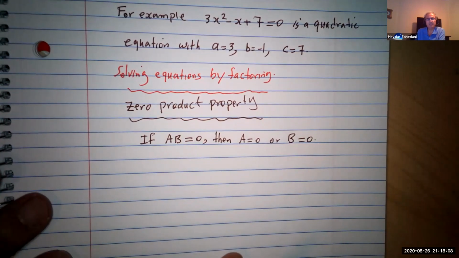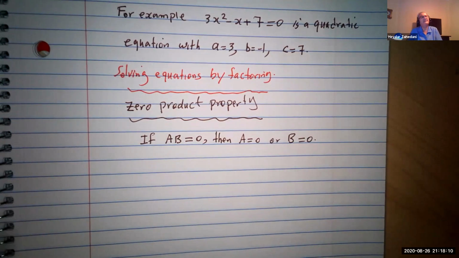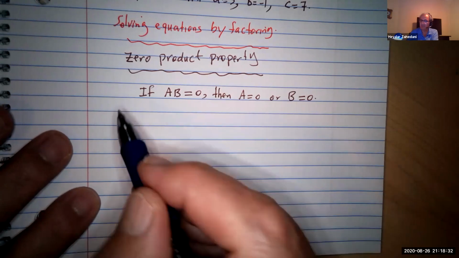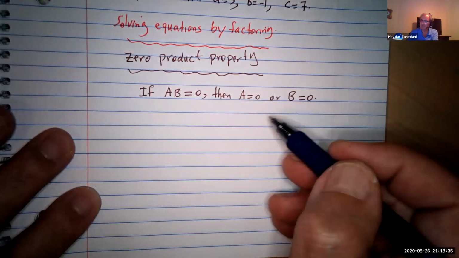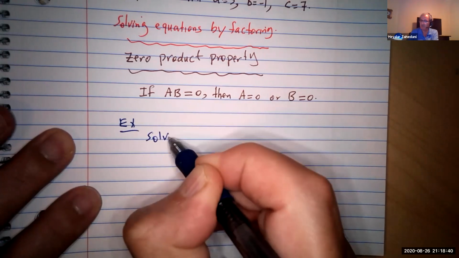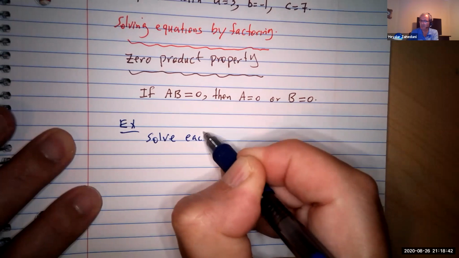So we can use this zero product property to solve the quadratic equation, the most common method. And most of the time it's possible, but there are some cases where it's not. Then we invent something else. So you have to check the factoring all the time to see if you can do it, okay? And just to remind you, a couple of examples and we finish for tonight. So example: solve each equation.